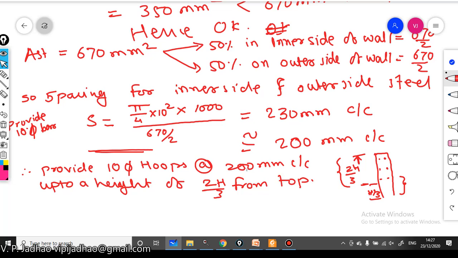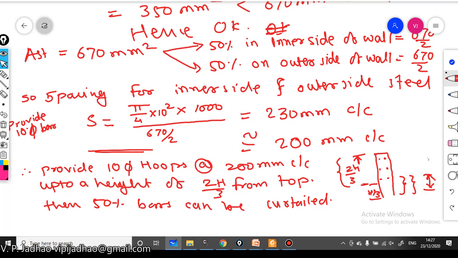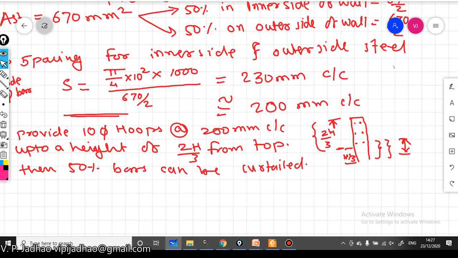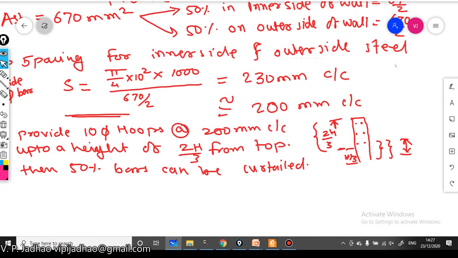Okay, and then half of the bar can be curtailed. Why will we be curtailing? Because we want economy. So 50% bars can be curtailed. In this particular region of h by 3, we will be providing a spacing of 400 mm center to center.